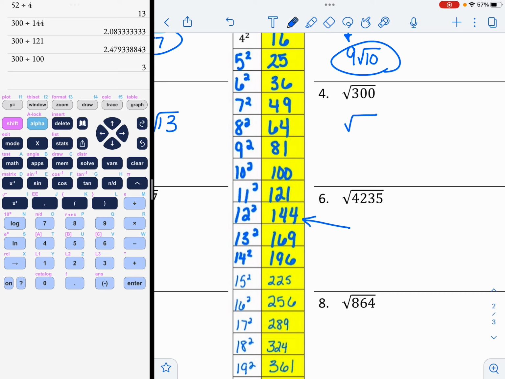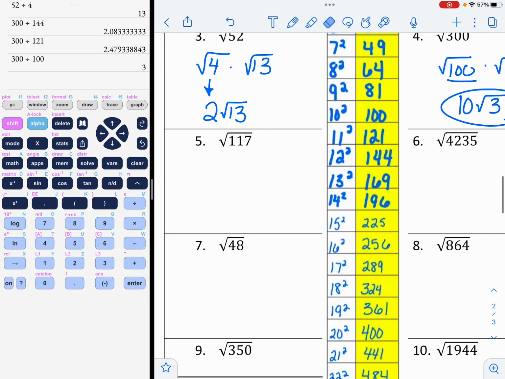So instead of seeing it as 300, I need to see it as the perfect square that worked and what I got as an answer. So the perfect square that worked was 100, and I got 3. So the square root of 100 is 10, and then the square root of 3 drops down. We're going to continue this process through number 5, 117.